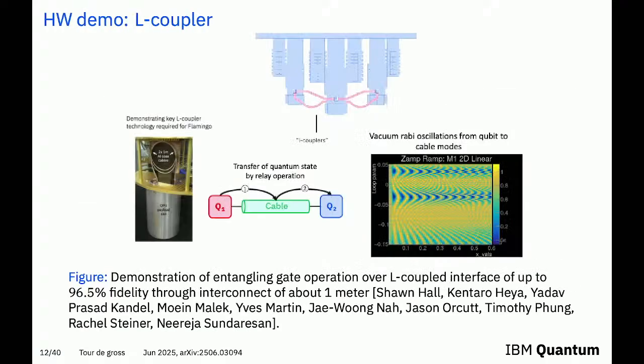Okay. So these L couplers, as Dominic asked, there was a demonstration where we have L couplers connecting some qubits in a fridge, and these wires are about 1 meter long. And the demonstration showed that we could do some entangling operation with a 96.5% fidelity at a distance of about 1 meter. So the idea is that we connect many of these chips together with L couplers so that we're able to generate sufficient entanglement to do our operations fault-tolerantly.